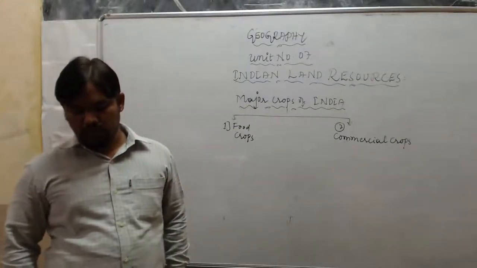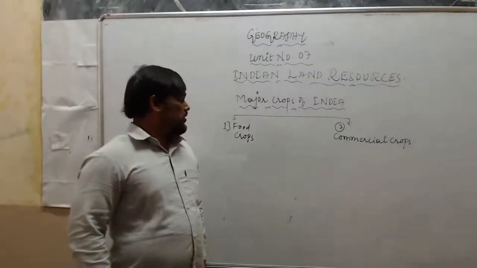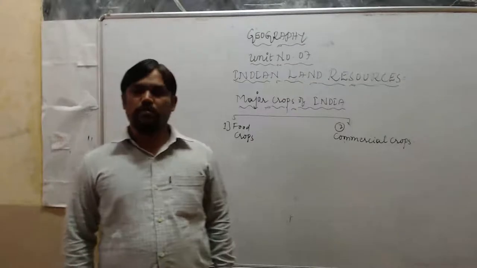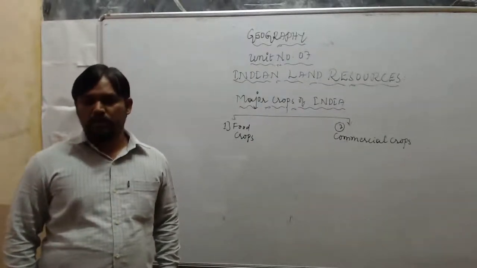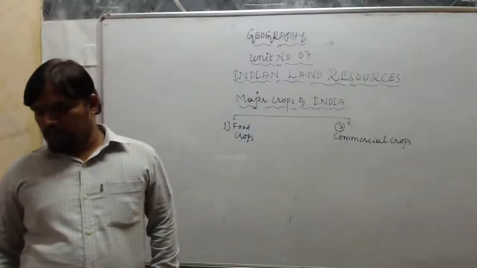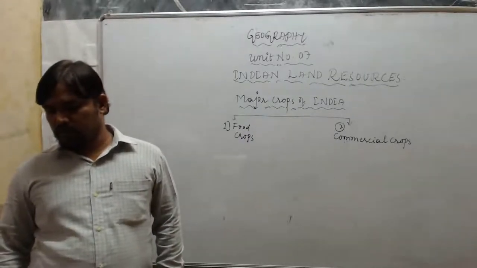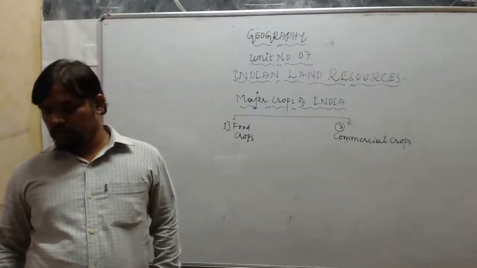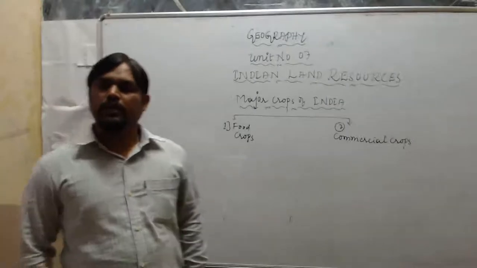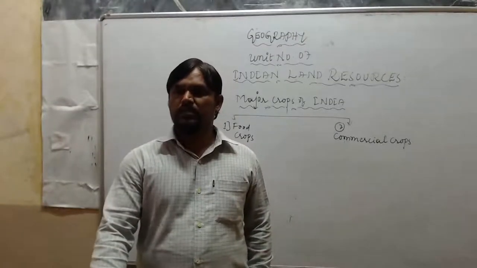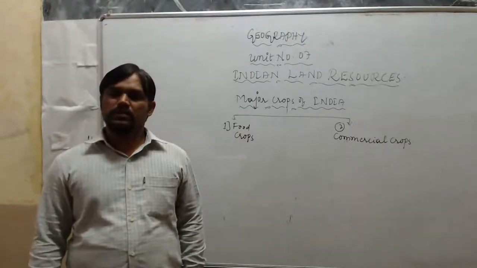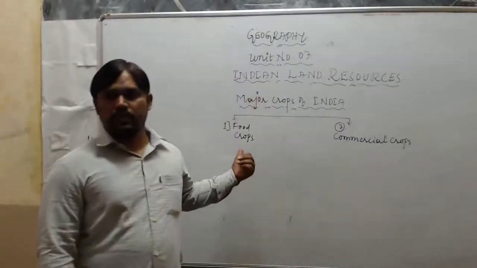Sorry, which Indian state is the highest producer of rice? That is West Bengal. West Bengal is the largest producer of rice, and second is Andhra Pradesh. But which Indian state is the highest producer of wheat? Sorry, Uttar Pradesh is the largest producer of wheat in India. In India, West Bengal is the largest producer of rice, second Andhra Pradesh.